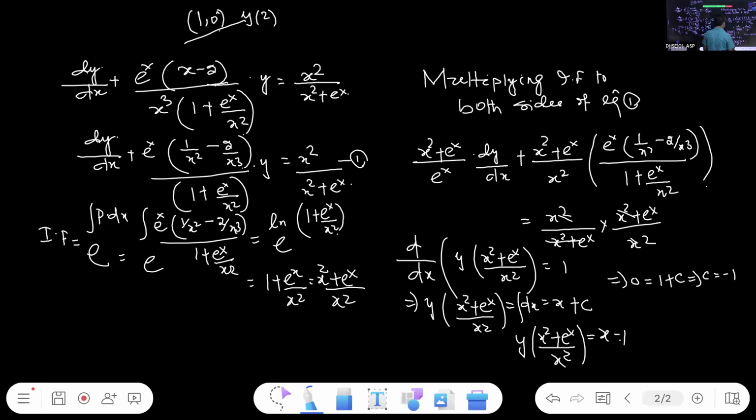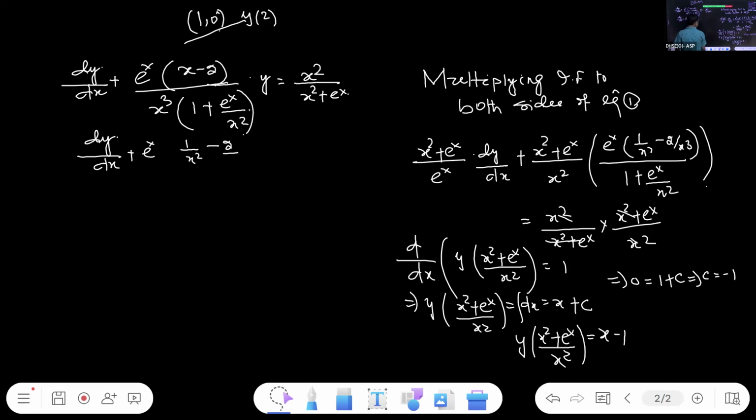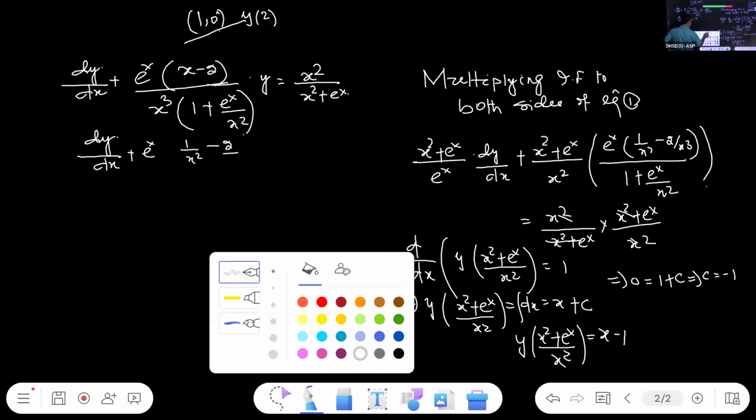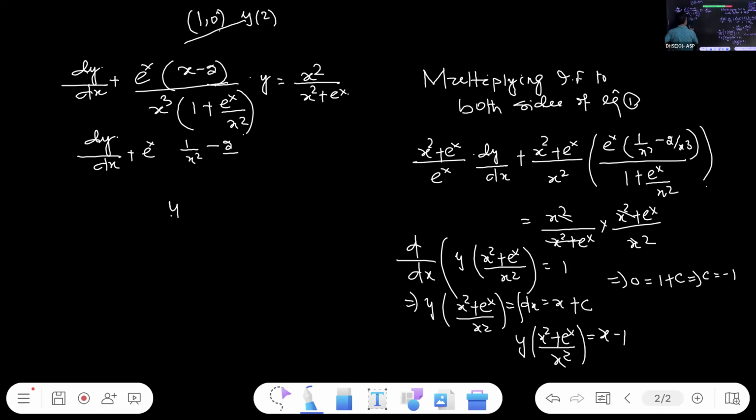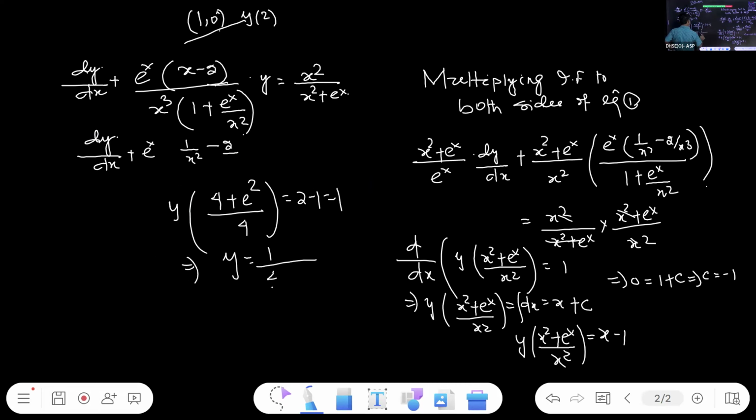So if we find the value of y when x is equal to 2, put x is equal to 2 in the given solution. So y into 4 plus e square upon 4 is equal to 2 minus 1, which is equal to 1. So y is equal to 1 upon 4 plus e square upon 4. This is equal to 4 upon 4 plus e square.